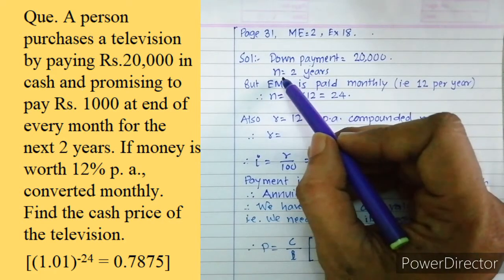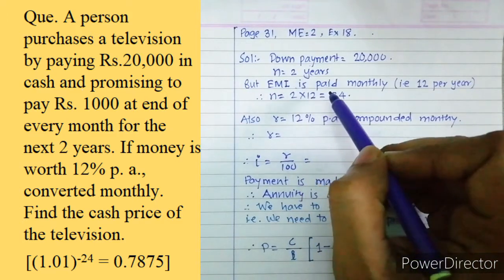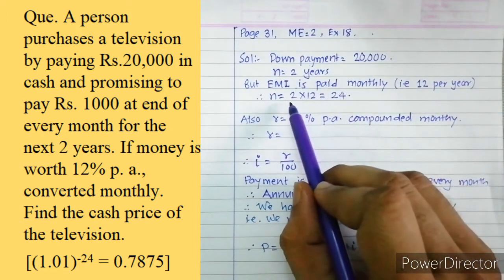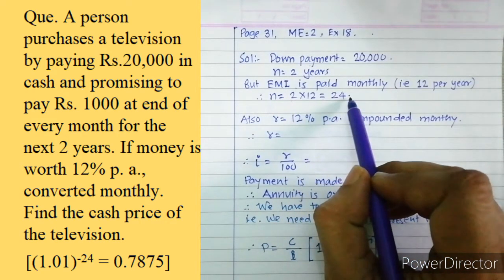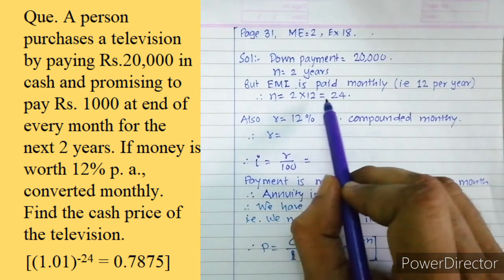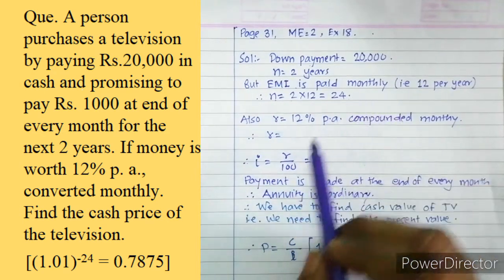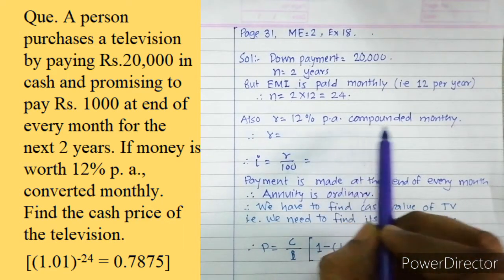Okay, so here n is equal to 2 years, but the EMI is paid monthly. That is 12 payments per year. It means in 2 years there will be 2 into 12, that is 24 payments. So n is actually 24, which is the number of total payments. Also, the rate is given as 12% per annum compounded monthly.